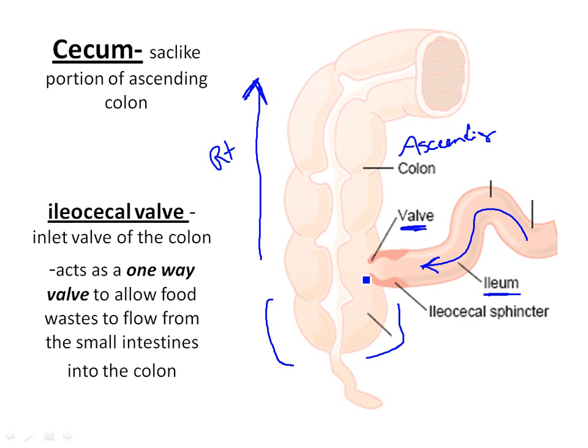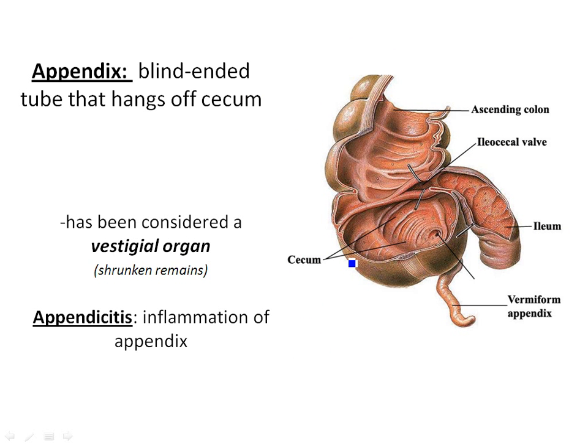And obviously, we do not want food to go backwards. So this is only a one-way valve. It's only going to go forward into the cecum. Now, hanging off the cecum is something called the appendix, or the vermiform appendix. This is a blind-ended tube that basically causes a few problems for some people.